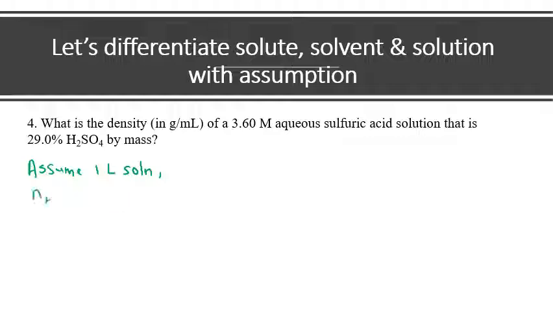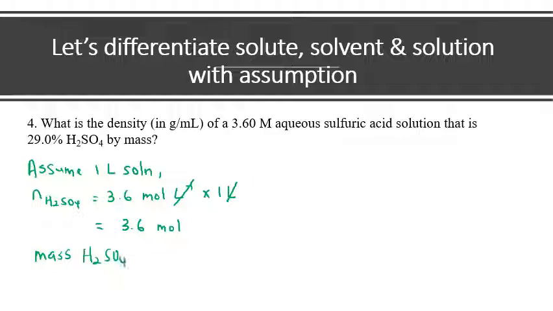So mole of H2SO4 will equal to molarity 3.6 mole per liter multiply with 1 liter solution. Liter and per liter cancel out, so we will have 3.6 mole. Okay, then from the mole of sulfuric acid, we will be able to determine the mass of sulfuric acid, which is 3.6 mole multiplied with 98 gram per mole. Per mole and mole cancel out. So we will get the answer 3.6 multiplied with 98, which is around 352.8 gram.